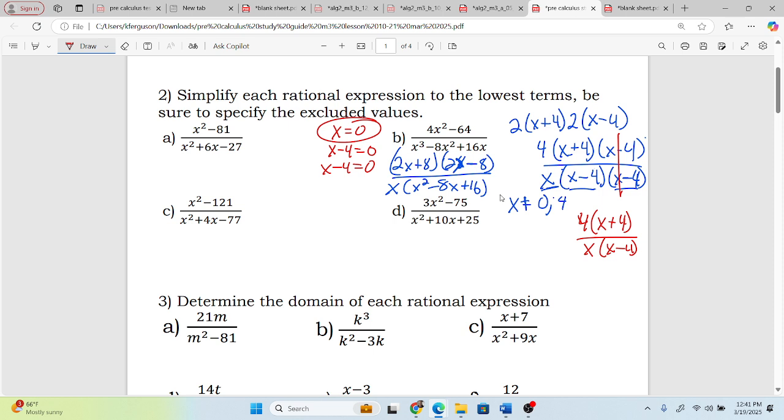Let's see what we got. Okay, so like this one for instance. What can I do on the top? I can pull out a 3. So if I pull out a 3, I've got x squared minus 25. And then I want to factor the bottom. What does that factor to?